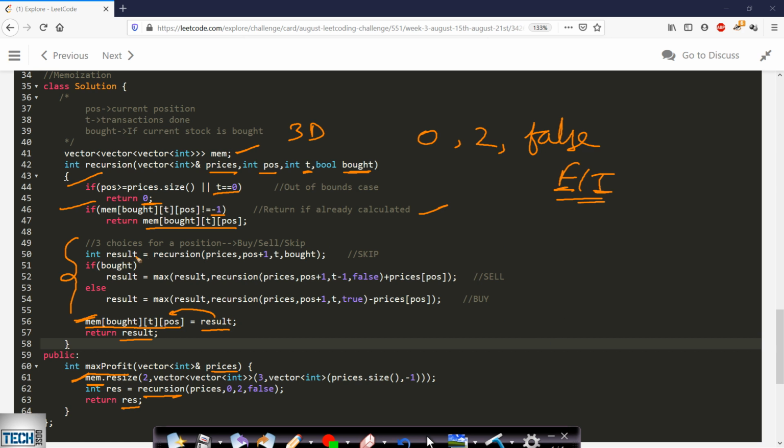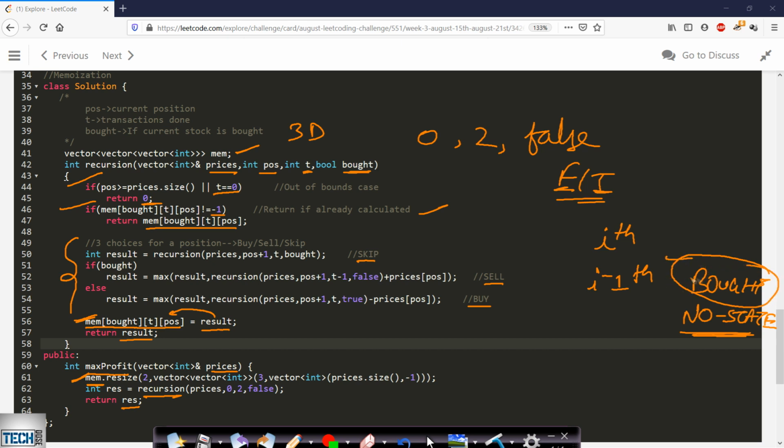Now for this approach, I had already told that we will have 3 options: skip, sell and buy. Now if we are on the ith day, then on the (i-1)th day we can be either in the bought state or we can be in no state. So no state is saying that we have no stocks in hand, and bought state is saying that we have a stock which has been bought. Okay. Now in this case, if we are in any of these states, then we can skip on the current day, that means on the ith day. So this will always be applicable. So we will always make this skip call.